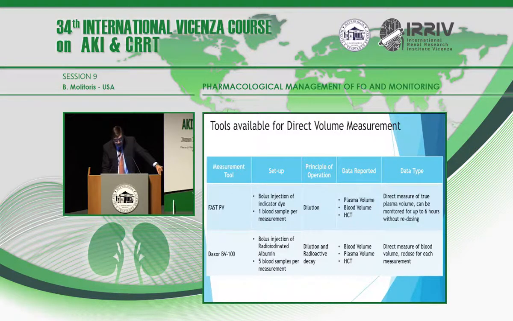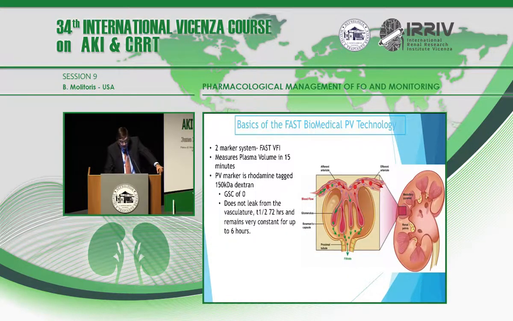It's based on dilution. It measures both blood volume and plasma volume, and you have to have the hematocrit, and it's a direct measure. We've come up with a very similar technique. Instead of using radioactive albumin, we use a very large fluorescent dextran, take a blood sample and measure the fluorescence in the blood sample. So again, the dilution technique. This is just a cartoon of that.